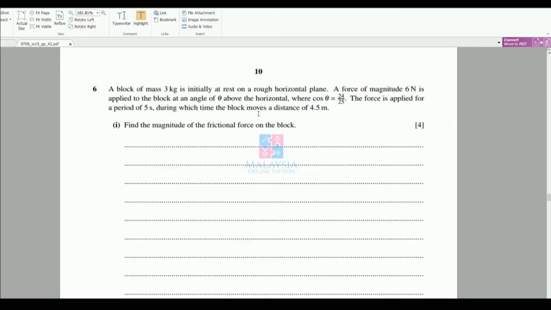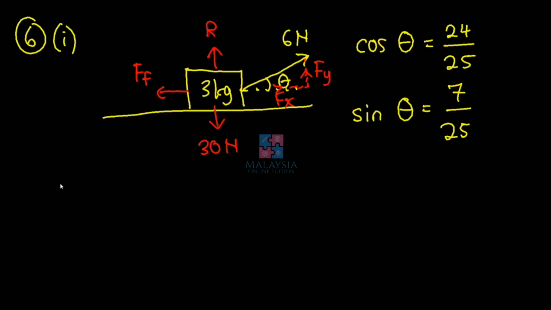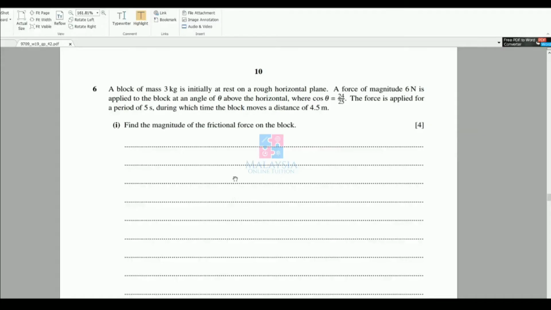So the first thing that we need to use is that in a period of 5 seconds, the block moves a distance of 4.5 meters, and we are going to use this to get the acceleration of this block. So our u is 0 because it starts from rest, and then our t is 5 seconds. The distance moved is 4.5 meters, and finally we want to find acceleration.